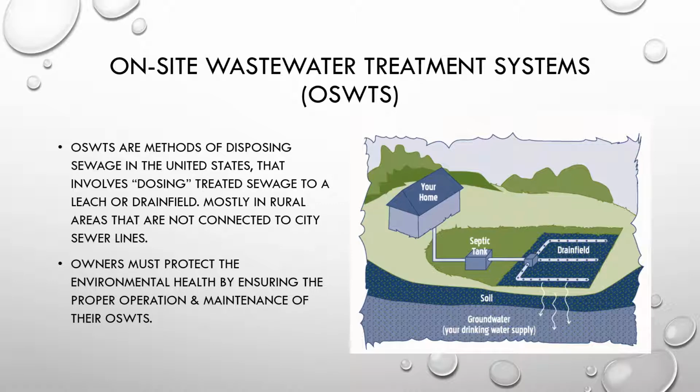Speaking of rural septic systems, we're now going to turn our attention to on-site wastewater treatment systems. These are septic systems that are put in place mostly in rural areas where facilities or homes cannot be connected to city sewer lines. How these systems work is that they connect to your home, and usually there's some sort of tank or pump that pumps the effluent into a field, or a leach field, where it just gets absorbed into the soil.